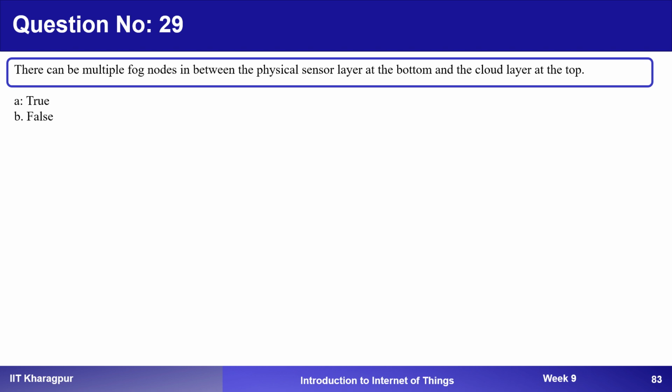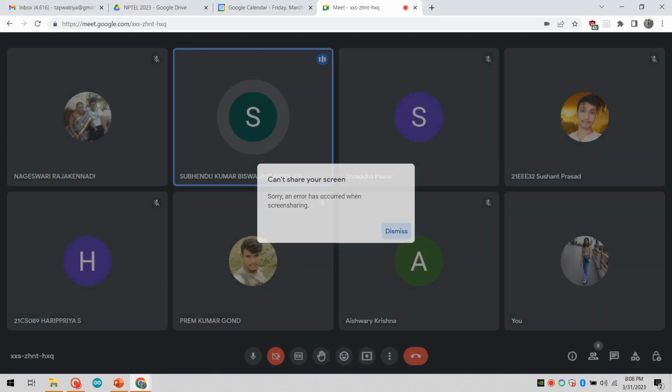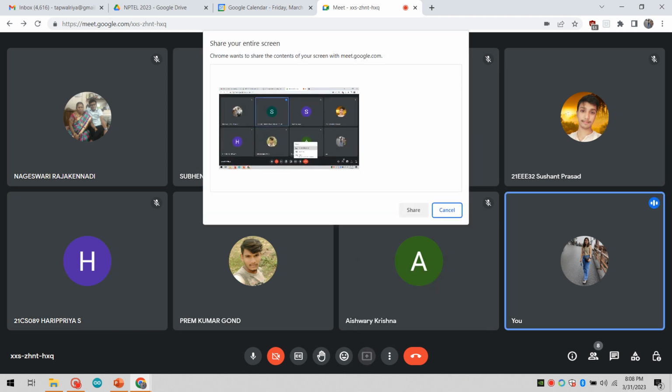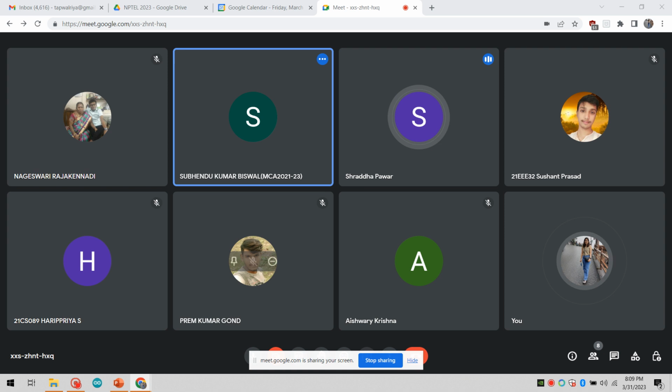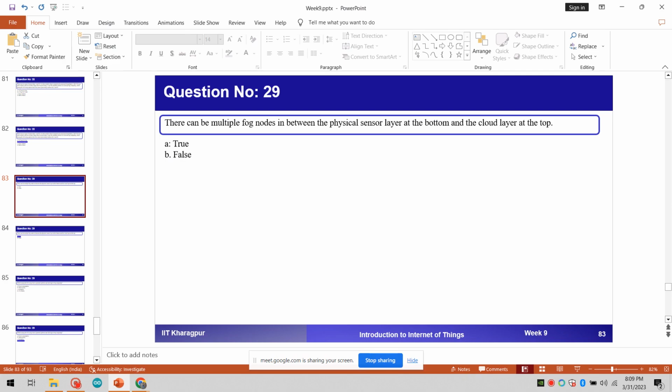Ma'am, please tell us slowly. There can be multiple fog nodes between the physical sensor layer and the cloud layer. Ma'am, options are true or false. Is my screen visible now?